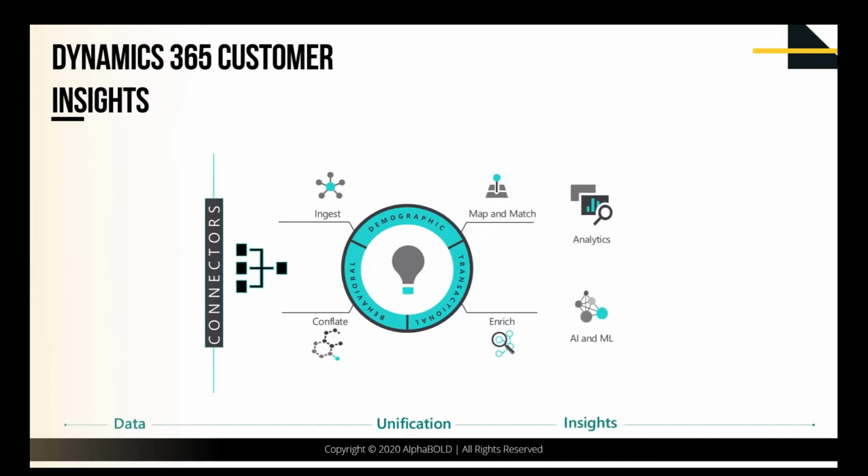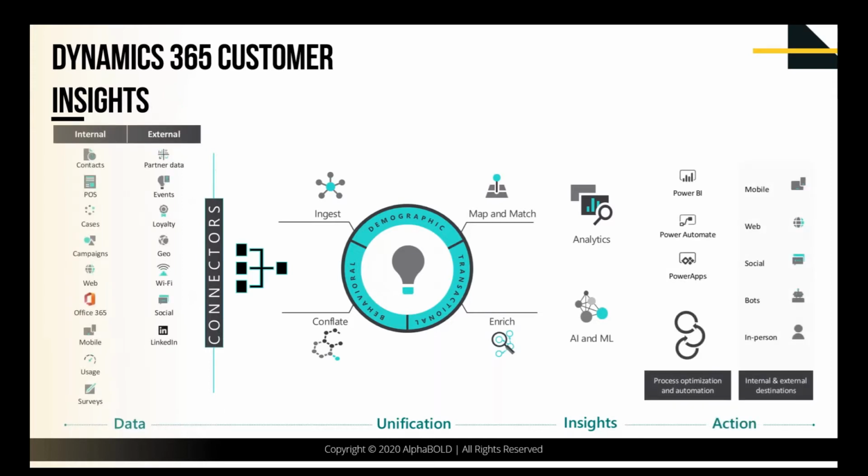So with AI and ML, we can derive insights and KPIs that power personalized experiences and optimize the business processes across all channels of engagement. So we can see on this layout in this slide, we have internal and external data sources, we have the connectors, we have the unification process, then we can ingest the data, map and match, we can enrich that, we can build from that insights, we can build analytics on top of that, and then obviously we have our Power BI, Power Automate, Power Apps to take actions.